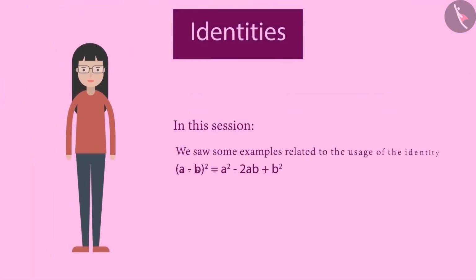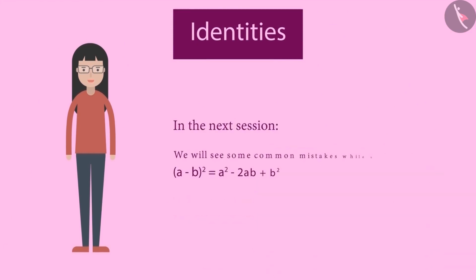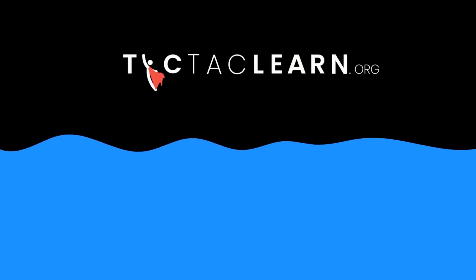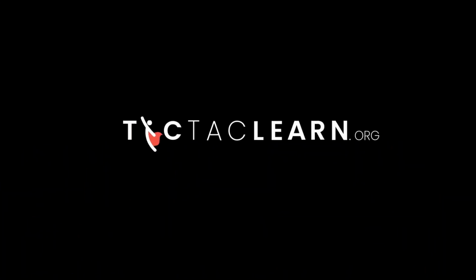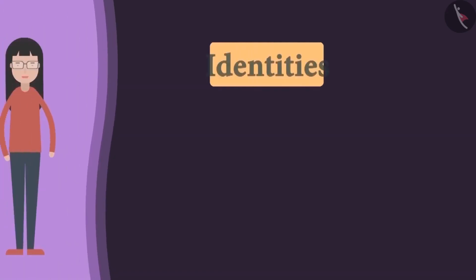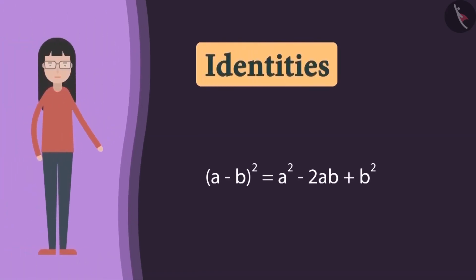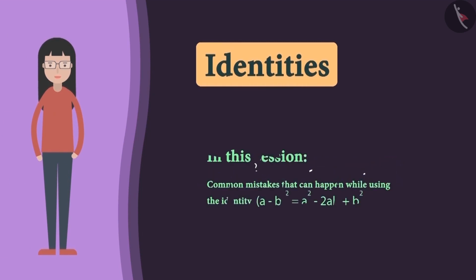In this session, we saw how to use this identity with the help of some examples. In the next session, we will see some common mistakes that we tend to make while using this identity. Friends, in the previous session, we saw some examples where we use this identity. In this session, we will look at some common mistakes that can happen while using this identity.